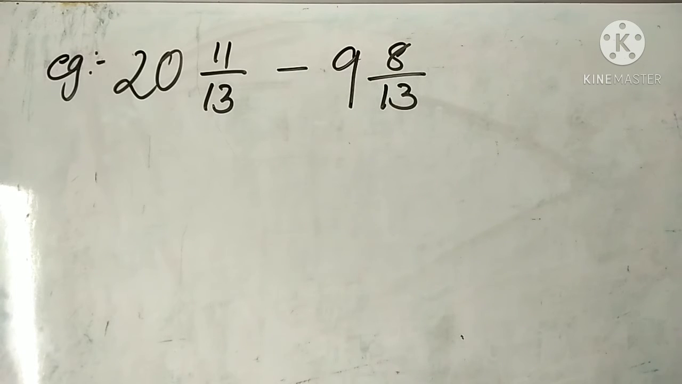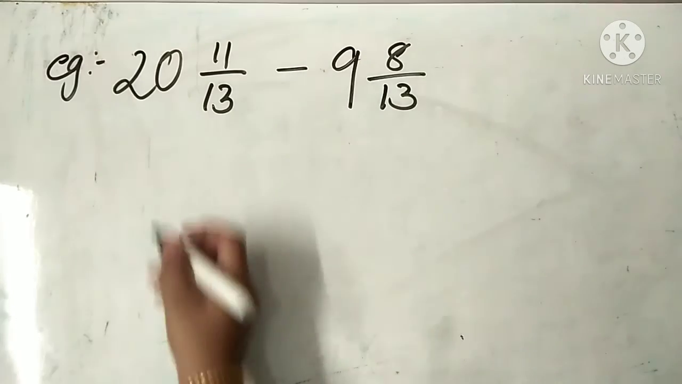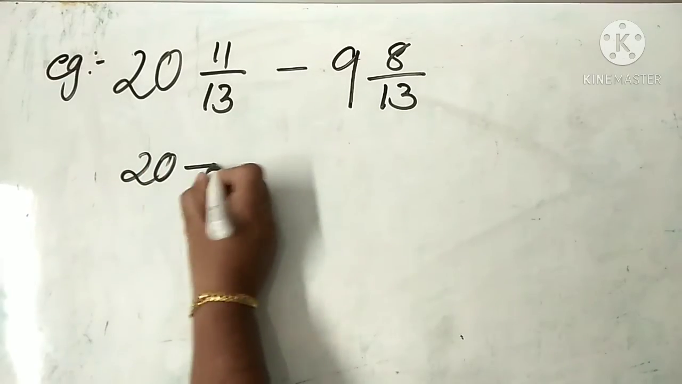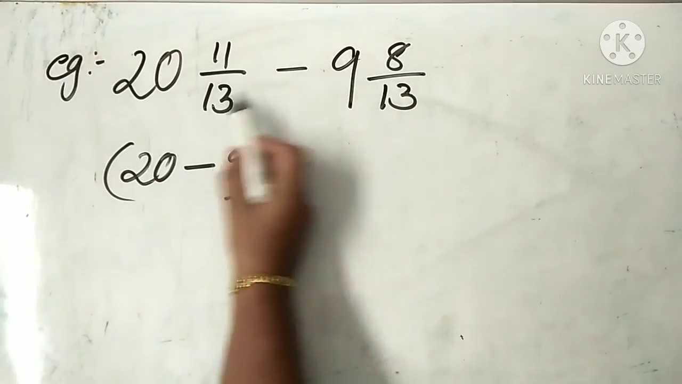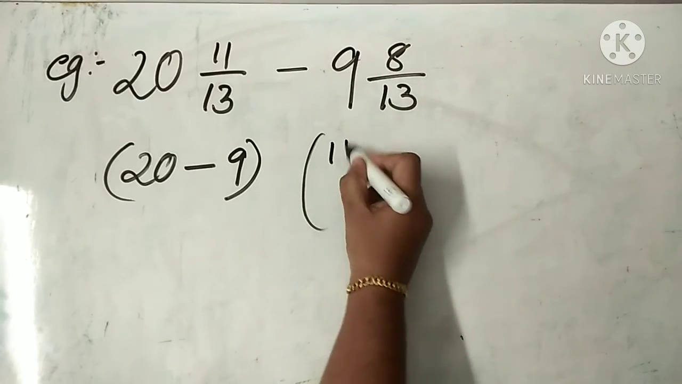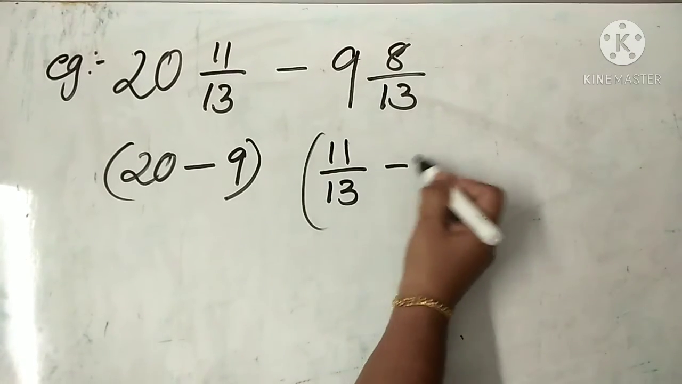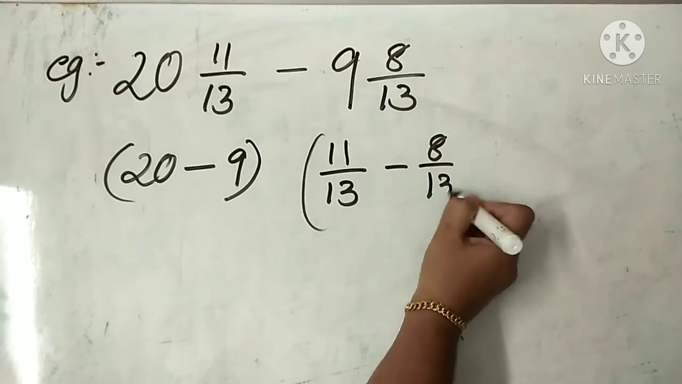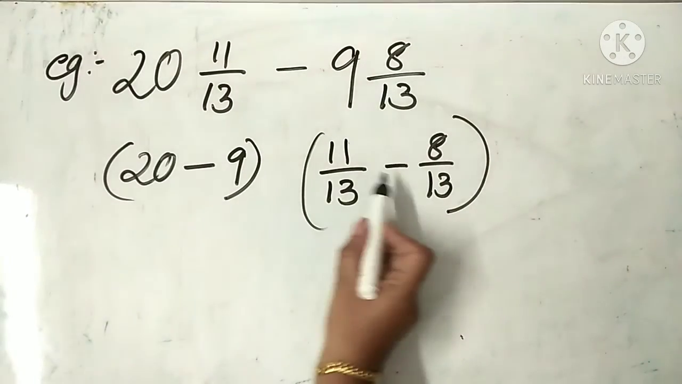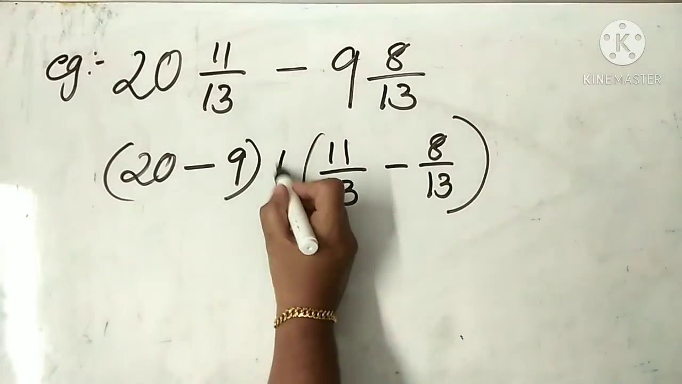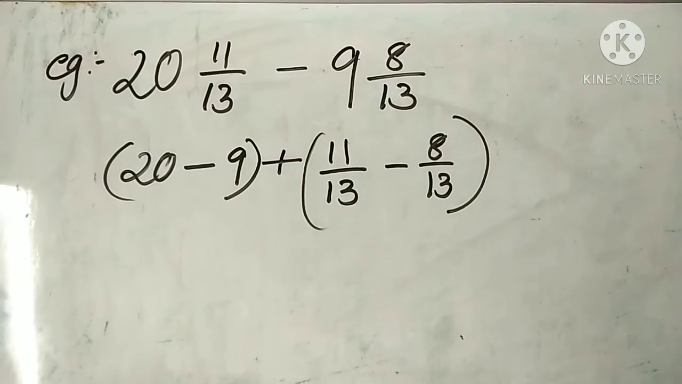Next question. 20, 11 by 13 minus 9, 8 by 13. First step, we need to subtract the whole numbers. 20 minus 9. Second step, we need to subtract the fractional part. 11 by 13 minus 8 by 13. Okay. Third step is we need to add the answers of both. So here we put a plus sign.